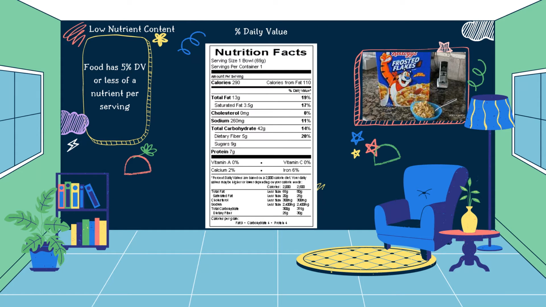A food with low nutrient content, basically unhealthy foods or junk foods, has 5% daily value or less of a nutrient per serving. So if we look at this label, we see vitamin A is 0%, calcium is 2%, vitamin C is 0%, iron is 6%. So this is an example of a food with low nutrient content.